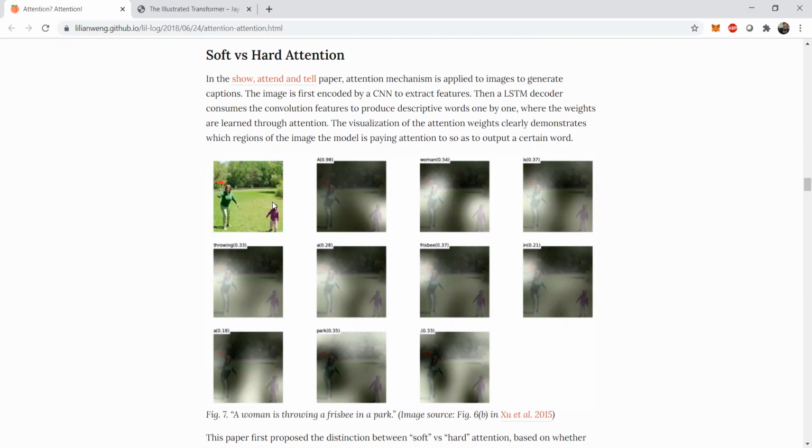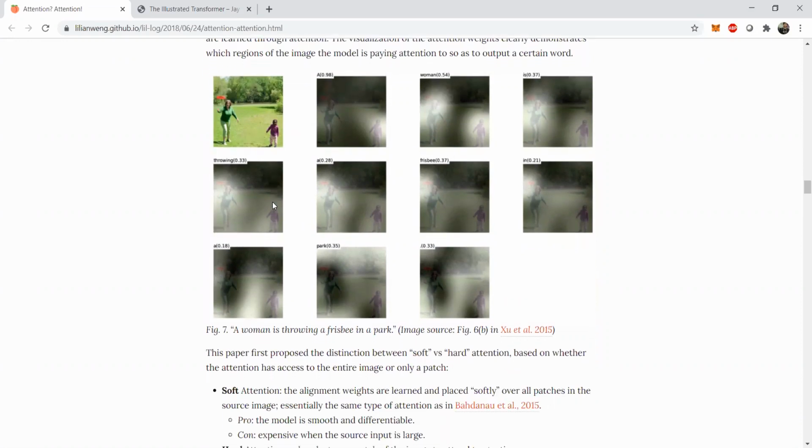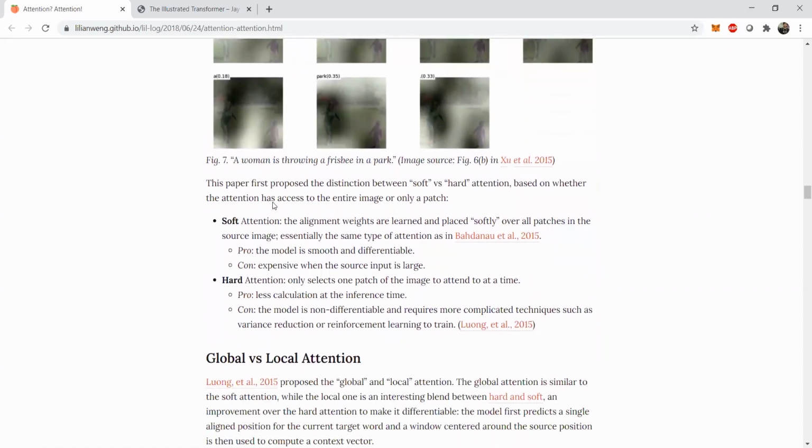You have an LSTM decoder that consumes the convolution features to produce the descriptive words, or in this case, the descriptive pixels in computer vision, one by one, where the weights are learned through attention. Some parts of the picture, let's say the background, you do not want to highlight, and some parts, let's say the characters present in an image, you want to highlight them. That means you are paying more attention to those particular pixels. In the same way, this comes into the picture in the context of languages as well.